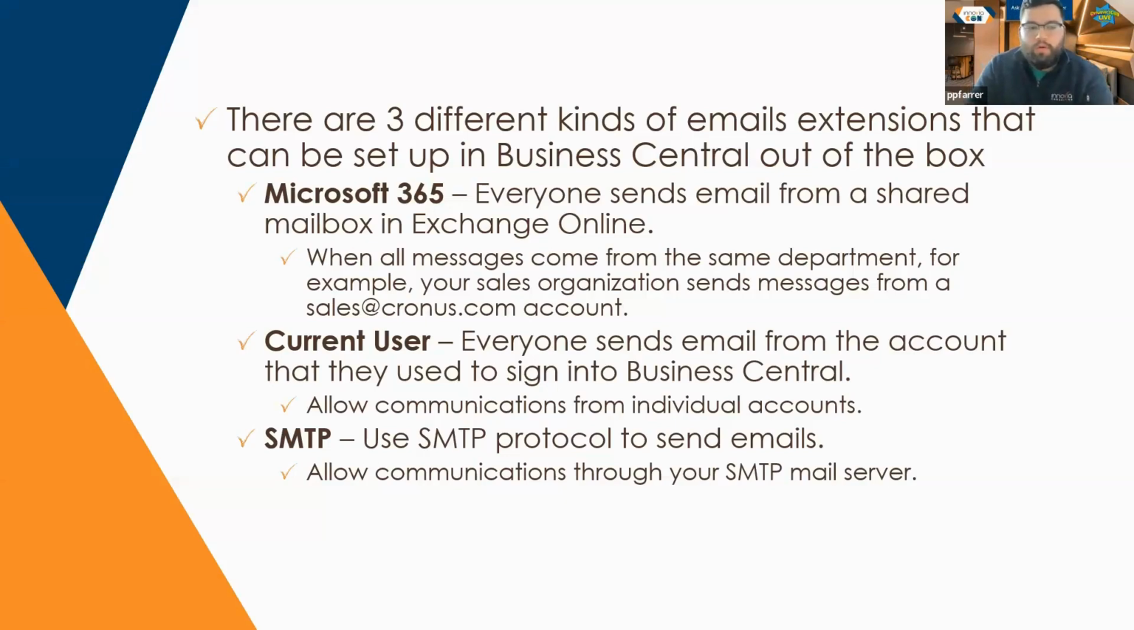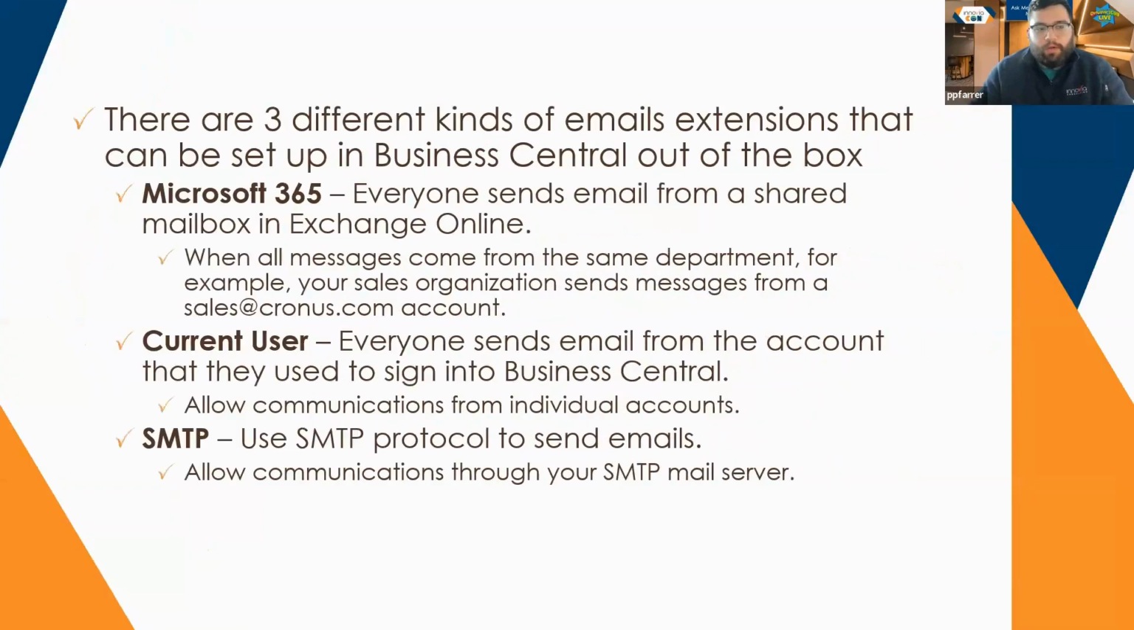Current users are whatever user is currently using BC, so that would be a personal email account. It would be sending emails directly from the individual correspondent. And then finally, that SMTP is using an SMTP mail server. Very similar, you may recognize it from Nav. If you used Nav previously, Nav is where that kind of was used primarily. So we'll be going through these 3 options.